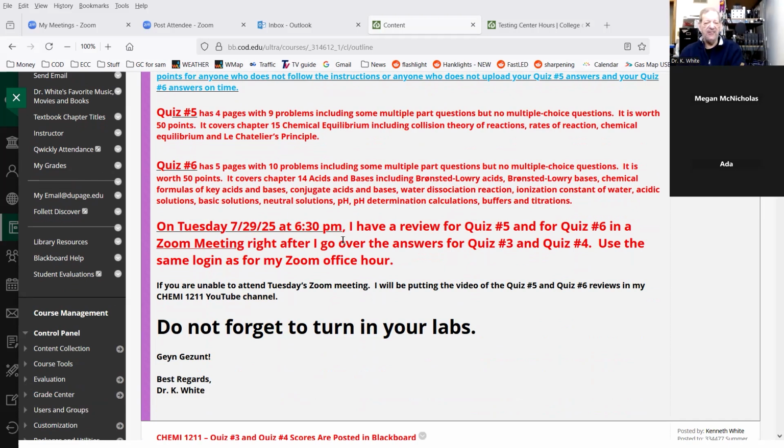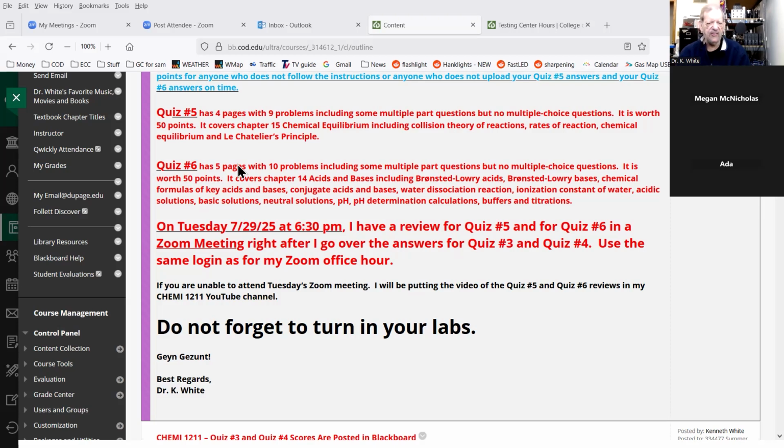It covers Le Chatelier's chapter 15, chemical equilibrium, including collision theory of reactions, rate of reactions, chemical equilibrium, and I'll use my north side of Chicago French accent, Le Chatelier's principle, which is not how you pronounce his name properly in French. But that's my north side of Chicago accent.